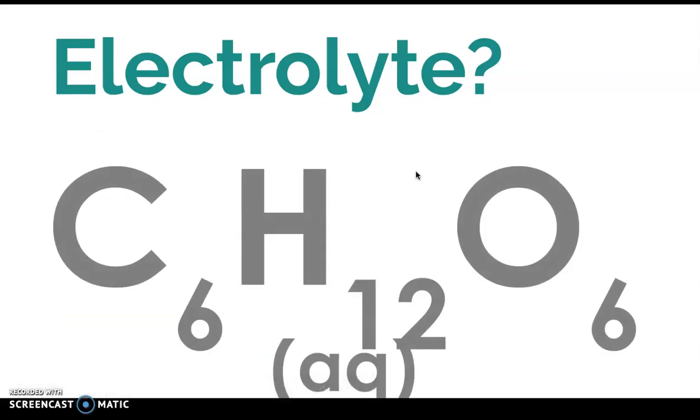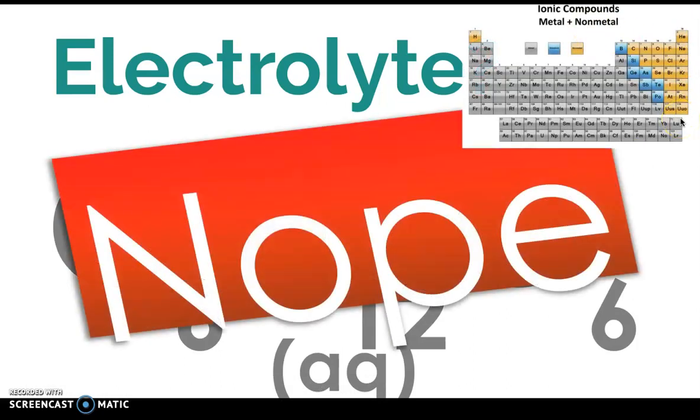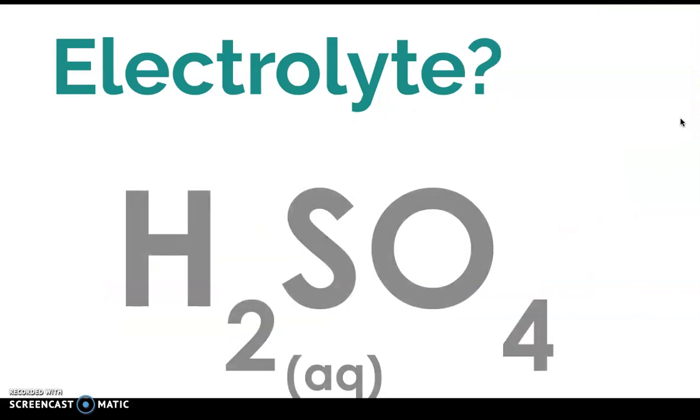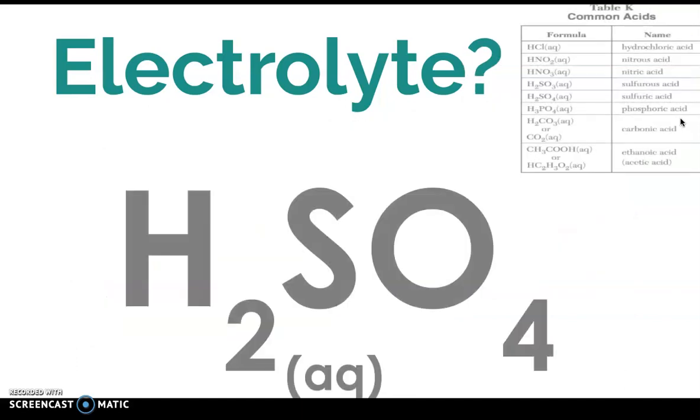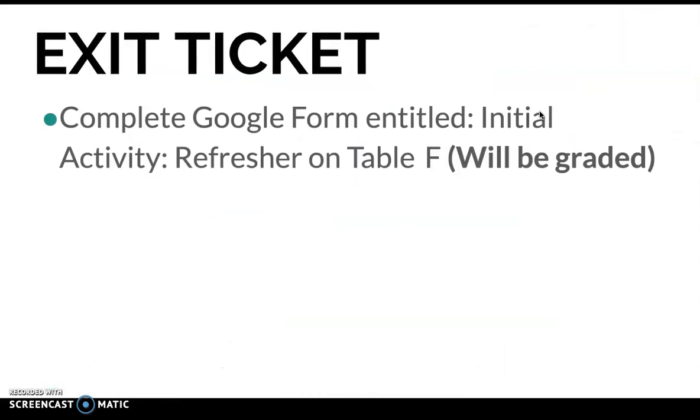C6H12O6, this is actually glucose. This is a sugar. This is a covalent compound. Carbon, hydrogen, and oxygen are all nonmetals, so this is not an electrolyte. We have H2SO4. This is on table K. This is sulfuric acid. This is an electrolyte.